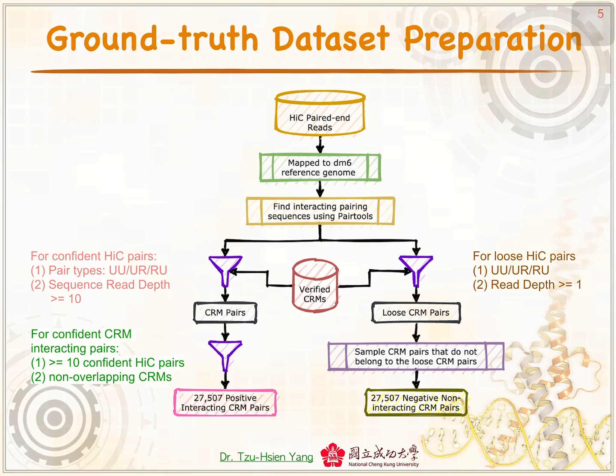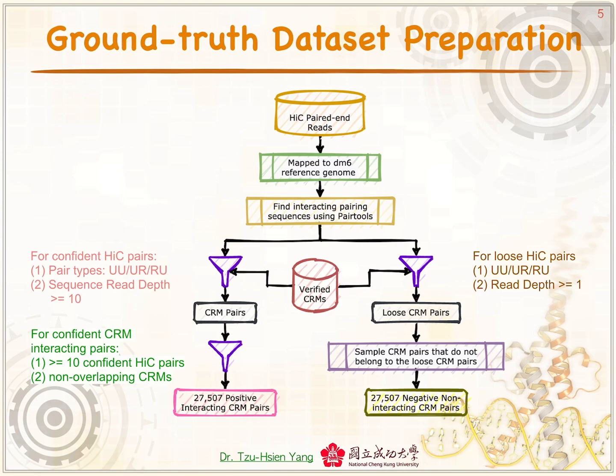Before we can develop the deep learning model for CRM interaction identification, we first need to prepare the ground truth dataset. In this research, we prepare the ground truth dataset by analyzing the Hi-C experimental data. And we analyze the Hi-C experimental data by mapping them back to the Drosophila reference genome and use pairtools to find the interacting pairing sequences. We also collected verified CRMs in order to generate CRM interaction pairs. And based on the Hi-C interacting pairs identified by pairtools, we try to overlap these pairs with those verified CRMs. On the left-hand side, we try to generate the positive interacting CRM pairs.